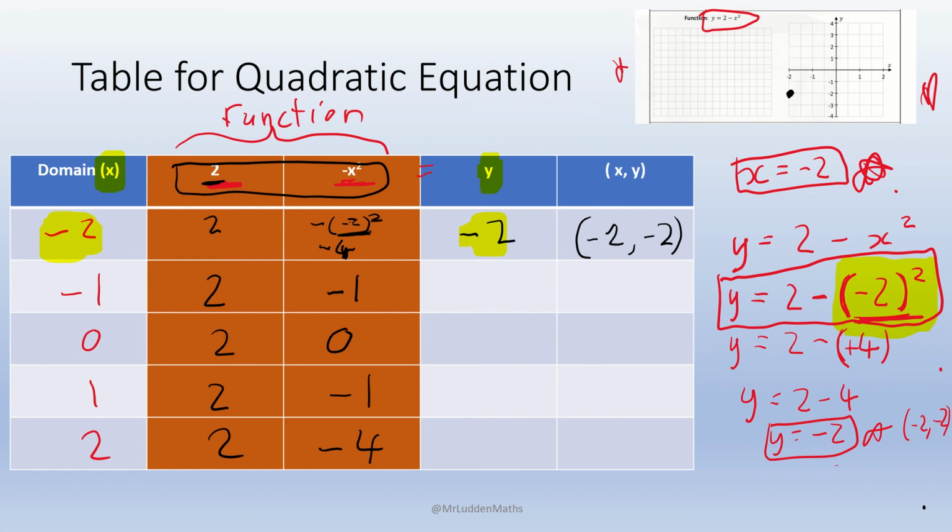So your job now is to combine each of the 2 numbers in your orange column to get your y value. So 2 take away 1 is 1. 2 take away 0, or plus 0, is going to be the same thing. It's going to give you 2. 2 minus 1 is 1. 2 minus 4 is minus 2. So, filling in my points now, which is what this is all about.